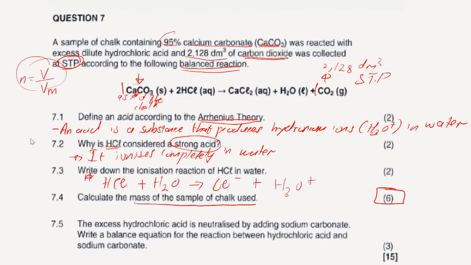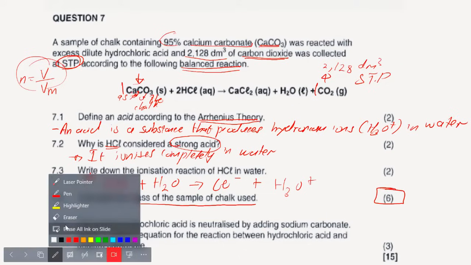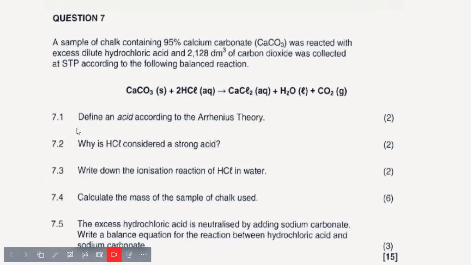Then 7.5 says, the excess hydrochloric acid is neutralized by adding sodium carbonate. Write a balanced equation for the reaction between hydrochloric acid and sodium carbonate, right? Now let's do that one. Let me just erase something. I want to write it down here so that you see what will actually take place.